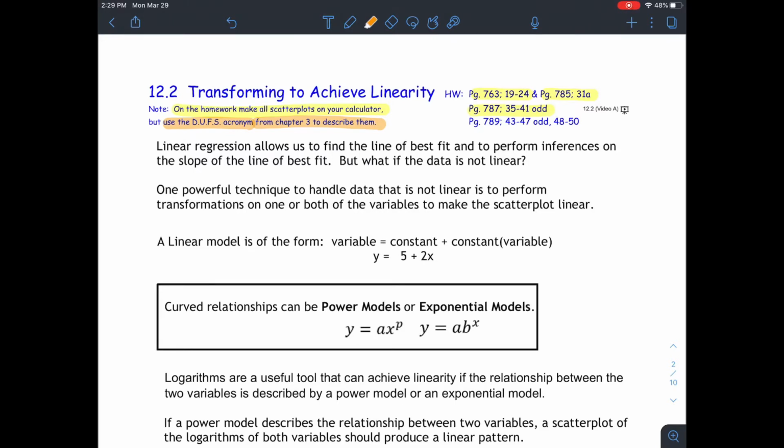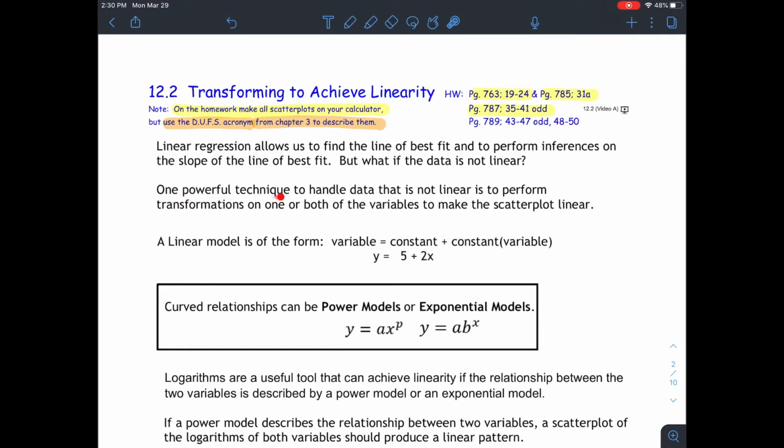One thing that we want to talk about in the first part of this section is that linear regression allows us to find a line of best fit, and then we can perform inferences about the slope of the line of best fit. But the issue is, what if the data is not in fact linear? The data must be linear in order for us to run a linear regression and then, of course, perform these inferences on the slope.